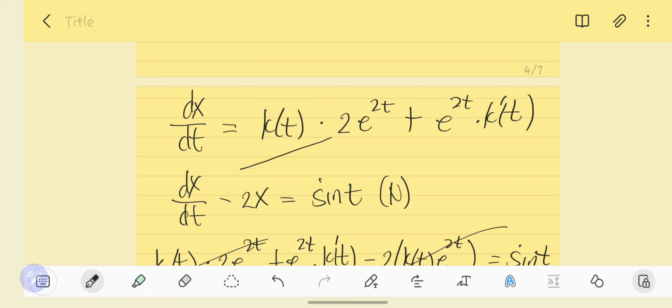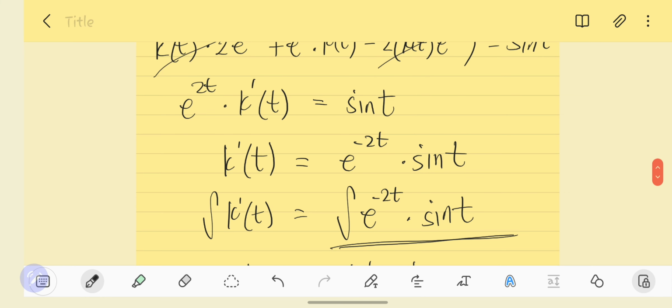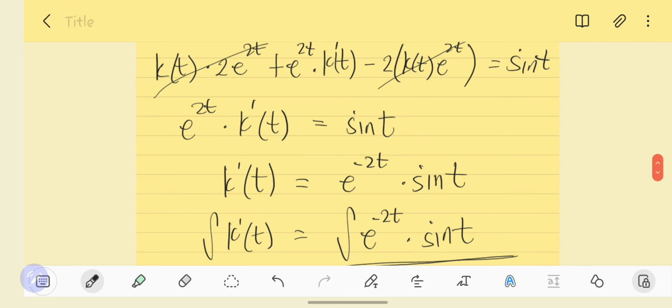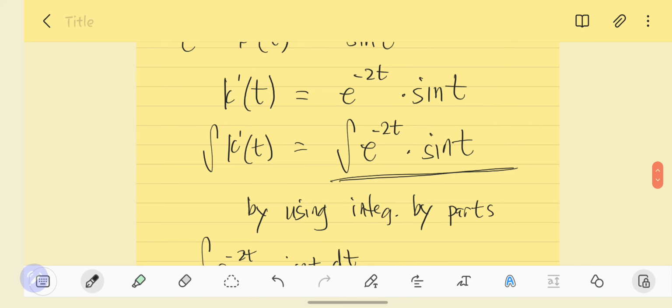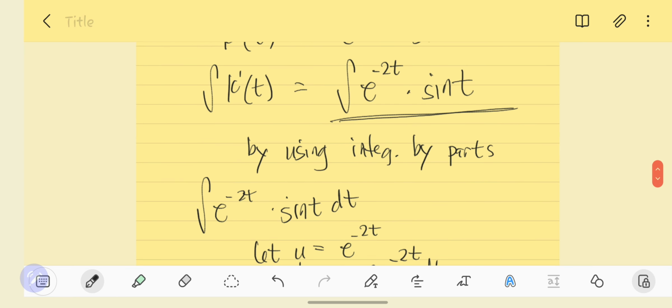So we will try to plug that in. So k of t times 2 e to the 2t plus e to the 2t times k prime of t, minus 2 times k of t e to the 2t is equal to sine t. Now by doing some math, we can cancel this out. So the equation becomes k prime of t is equal to e to the negative 2t times sine t. And then integrating this, e to the negative 2t times sine t.